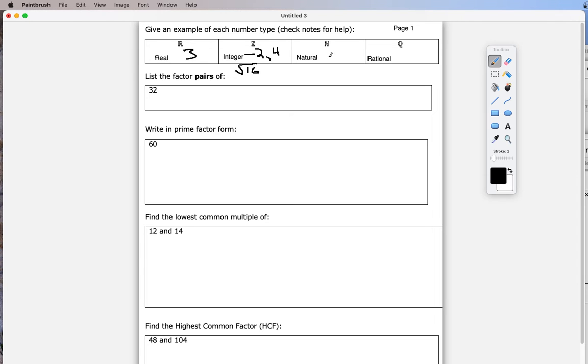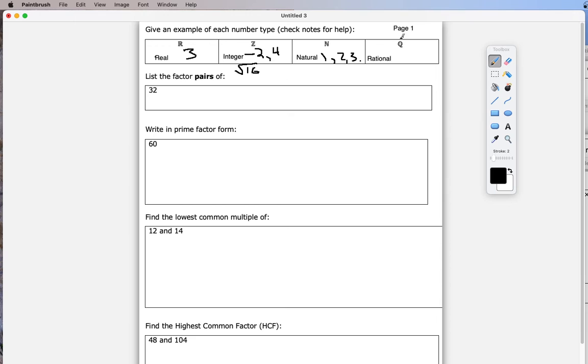The next one is natural numbers. This is any numbers that start from 1, 2, 3, all the way to infinity. So natural numbers are whole numbers, and there's no negatives and no fractions, no decimals. So here's some examples of natural numbers: 1, 2, 3, 4, 5, 6, 7. They call them counting numbers.